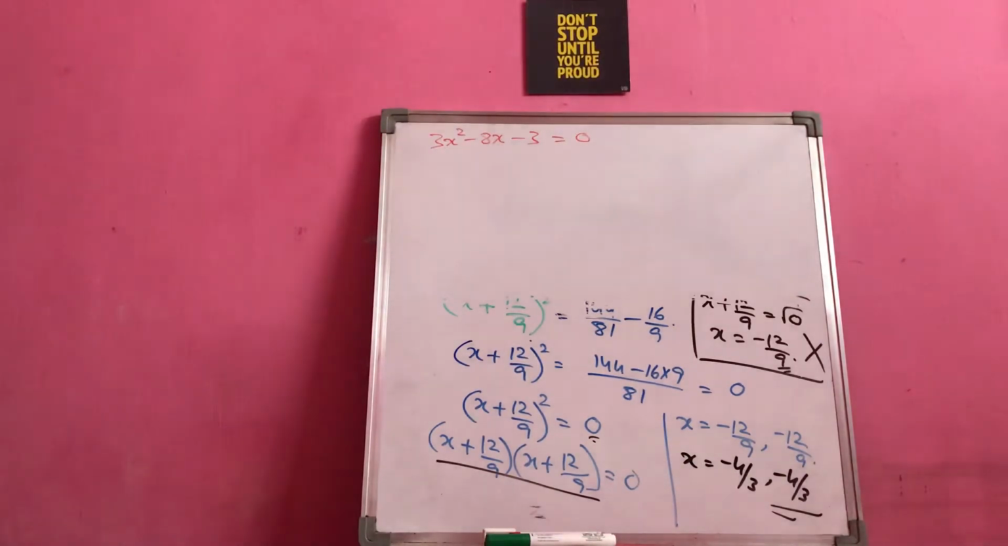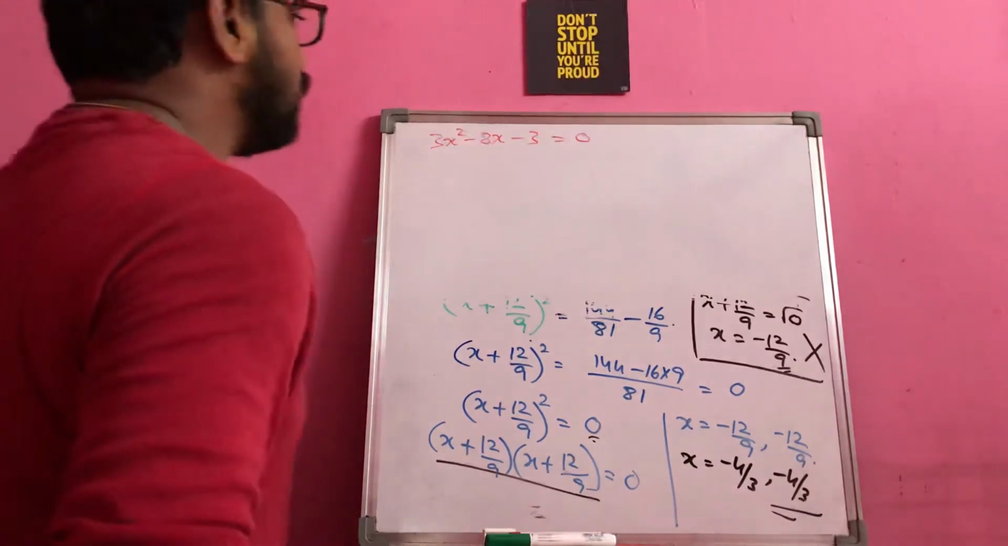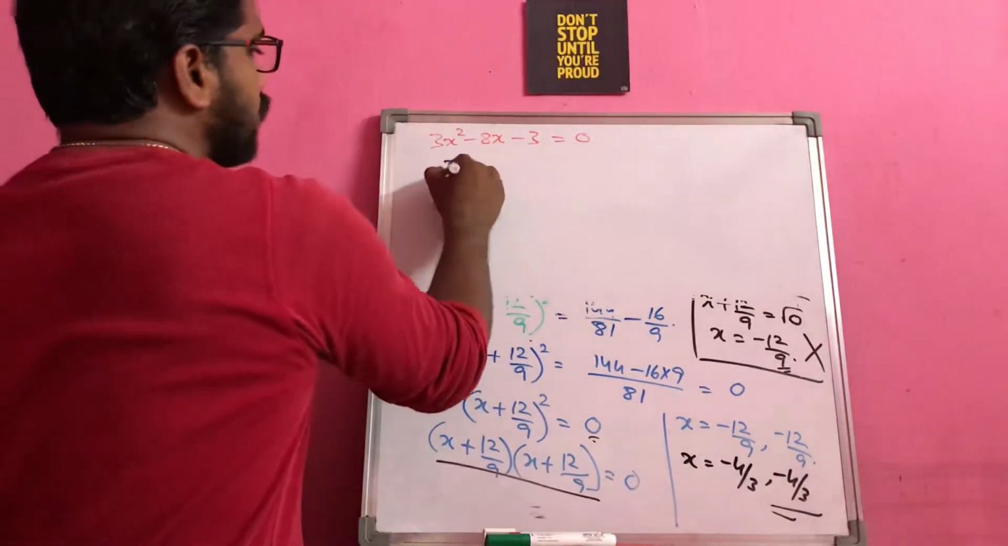So try to get the idea first, how to start and what has to be taken common. 3x² − 8x − 3 = 0. Again, it's the method of completing the square. You have to make the coefficient of x² as 1. You can see here the coefficient of x² is not 1, it is 3. So take the 3 as common.